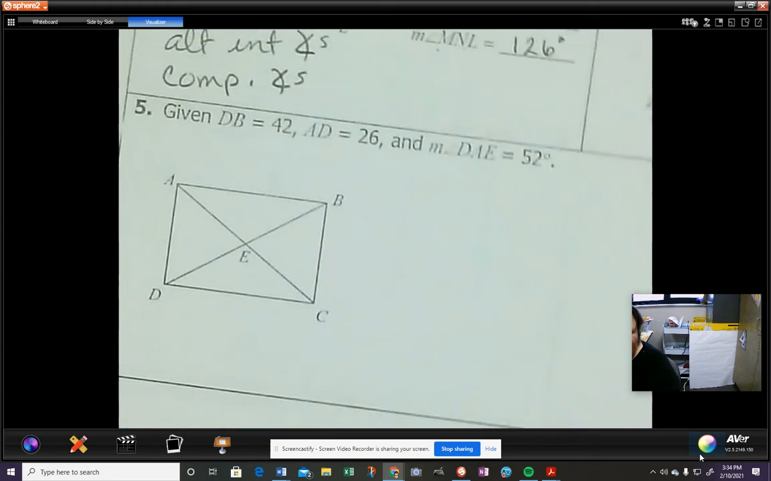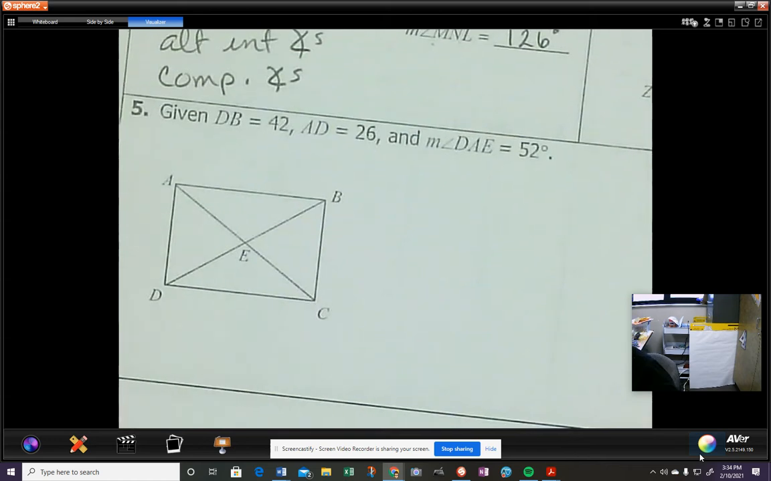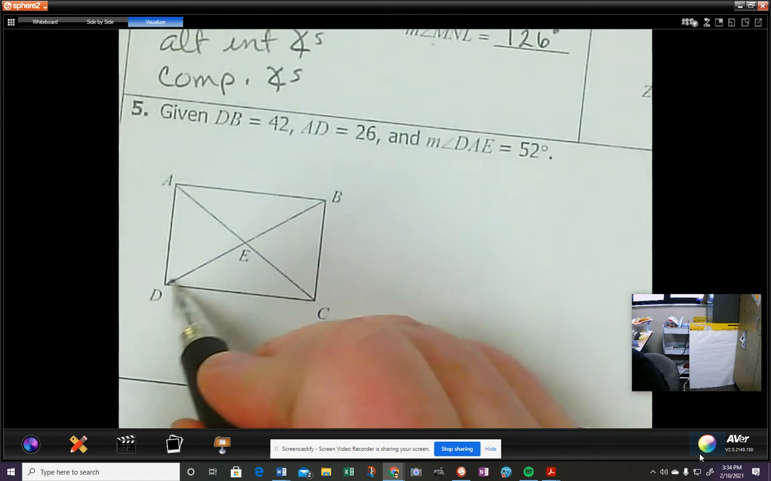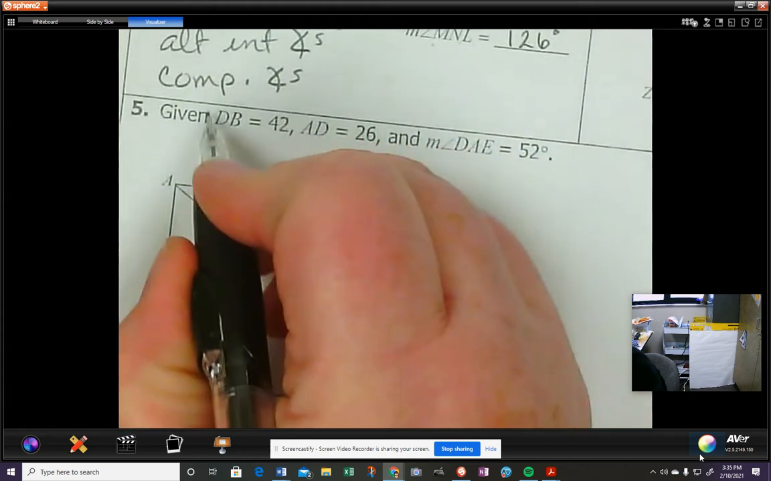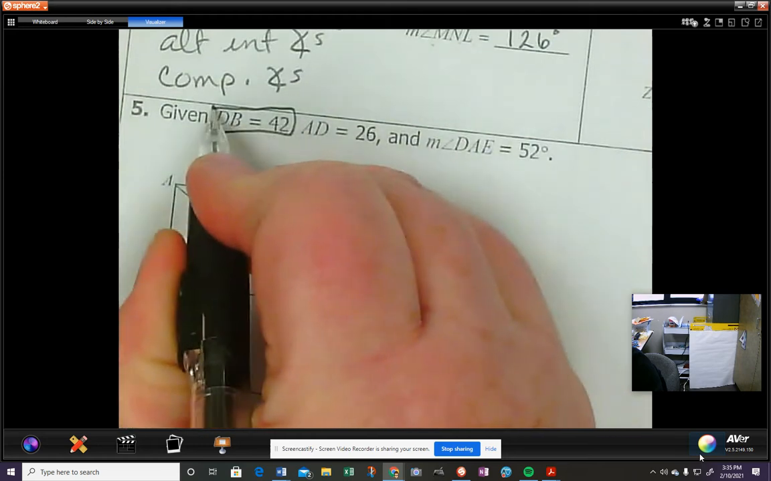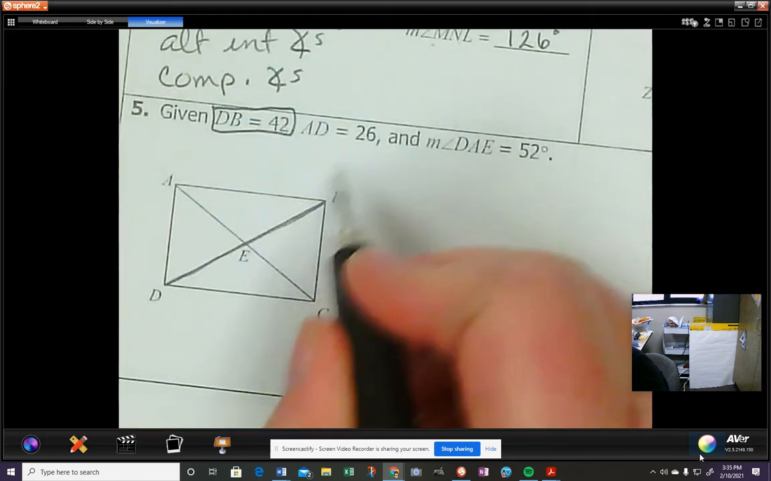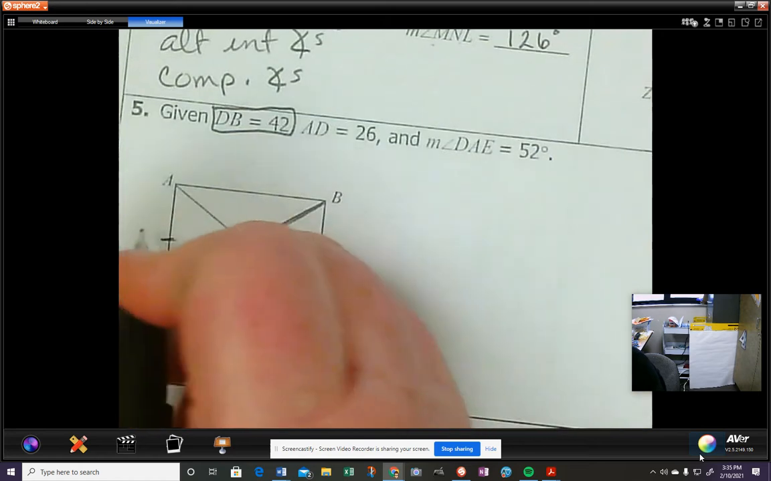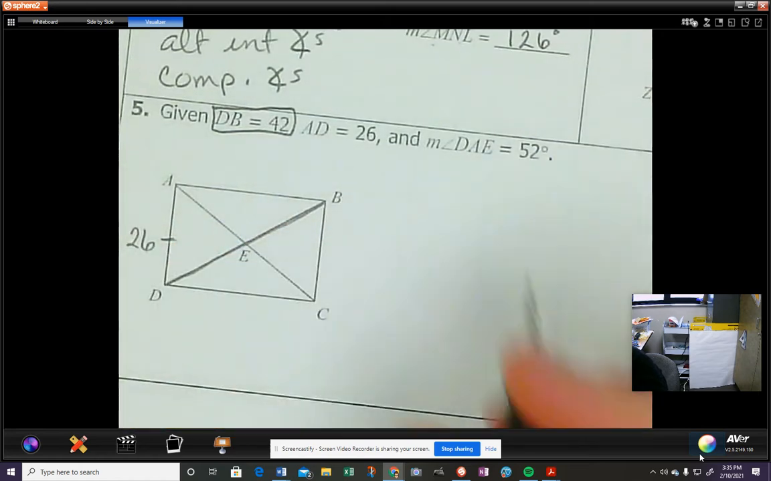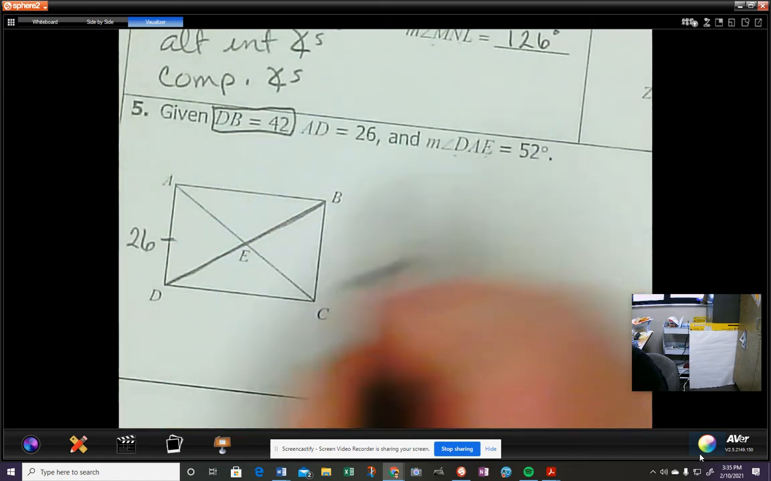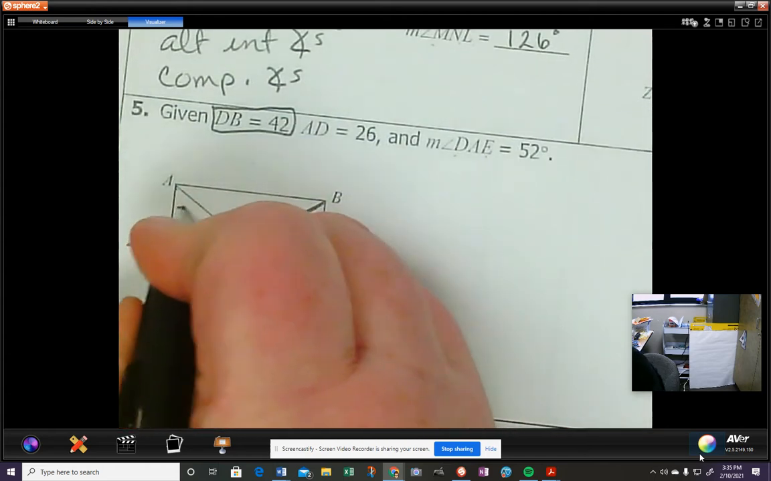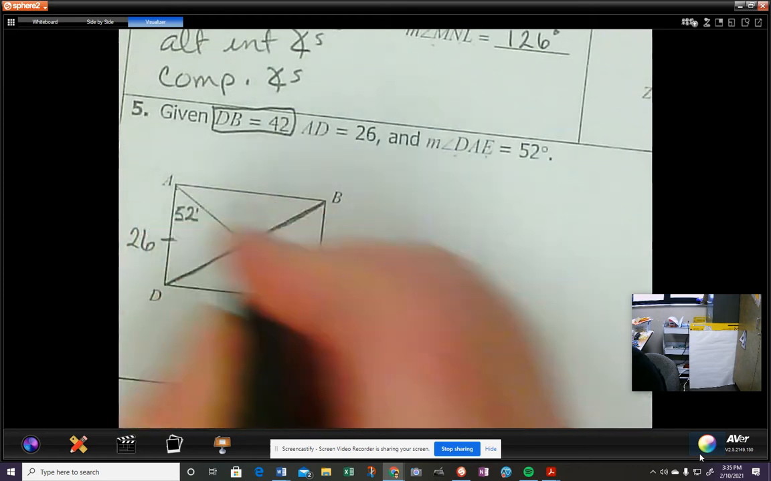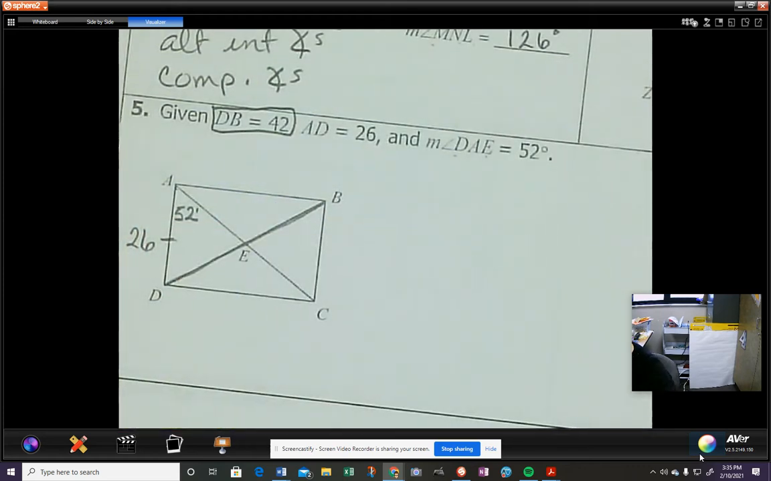Let's look at number 5. So DB, this whole side right here, whole diagonal, equals 42. I'm going to put a box on that. AD, this one right here, is 26. Angle DAE is 52 degrees. And I've got to find all the stuff over here on the right.